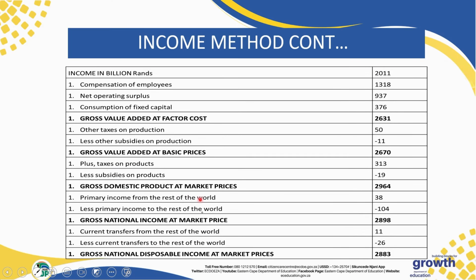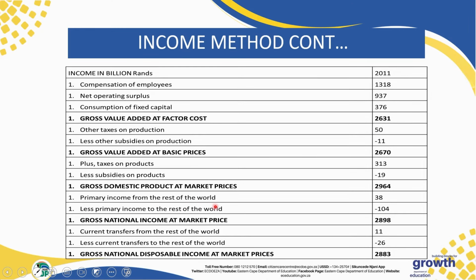So how do we do that? We add the income that they earn because they are part of the factors of production that are from South Africa. So we call their income the primary income from the rest of the world. Then there are also the individuals that are working in South Africa who are not permanent residents of South Africa. The income that they earn is the primary income to the rest of the world. So we deduct it because they are not South Africans.